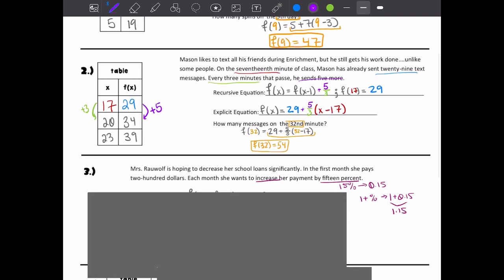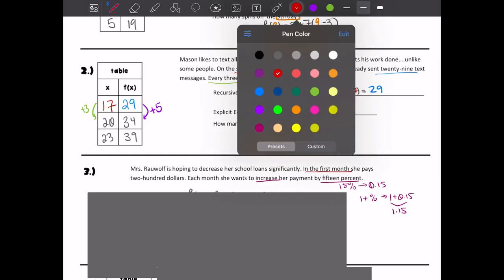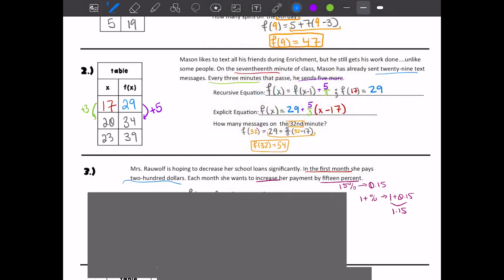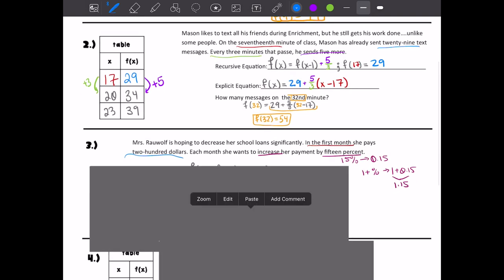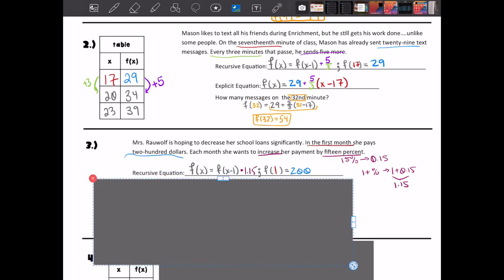All right, what else we know? Sorry, that was a lot. But we also know that on the first month, she's paid $200. Okay, so we have f of x equals f of x minus 1 times 1.15. And again, percents are always common ratios. Always. That means you're always going to multiply with those percents.